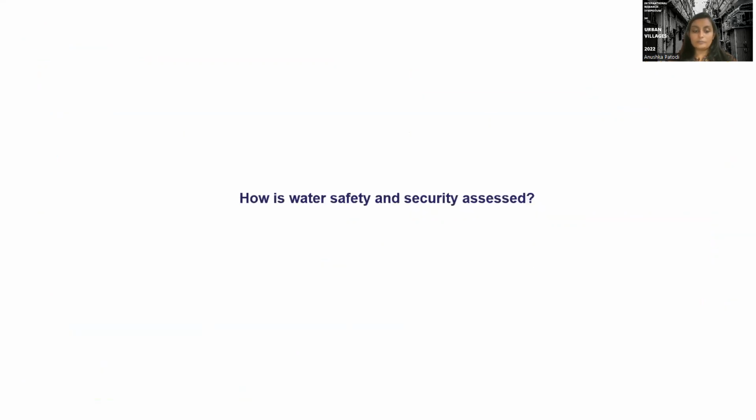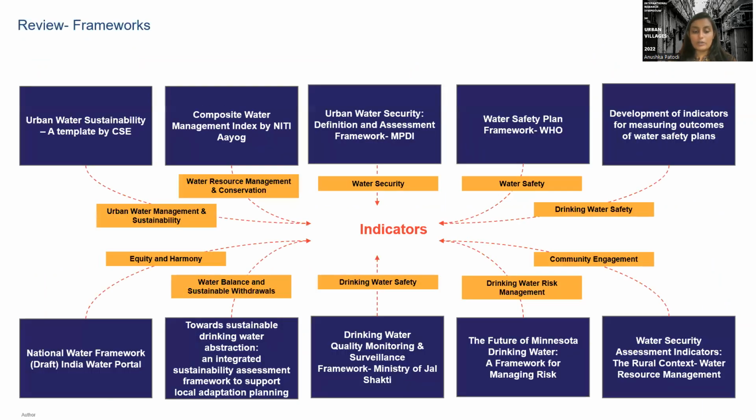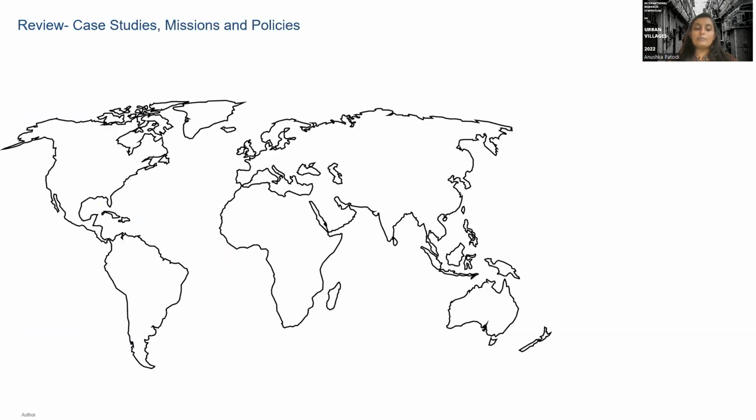Coming to our second question of how to assess water safety and security, to answer the question, multiple literatures were looked upon as discussed in methodology. Then 10 frameworks were identified with themes like water safety, water security, water balance, urban water management and sustainability, etc. These frameworks then led to identification of indicators for the assessment framework. Similarly, multiple case studies, missions and policies were reviewed.